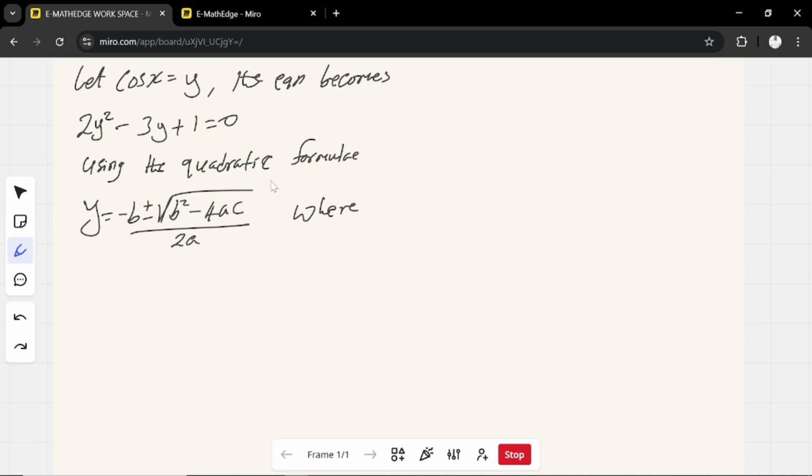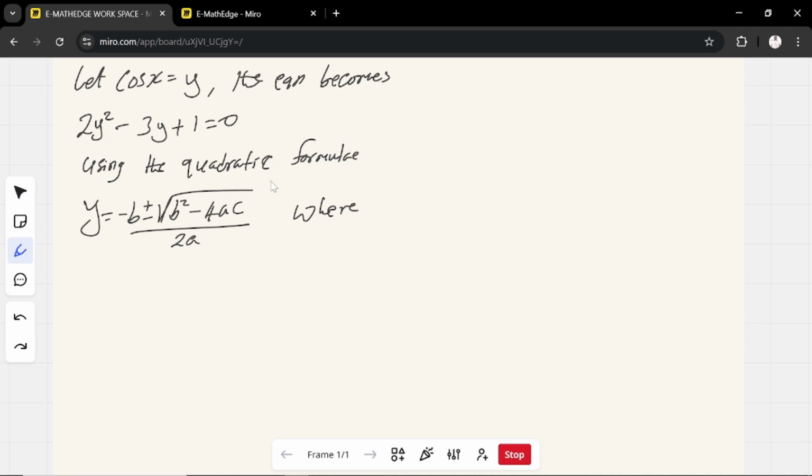While the second term, 3y, the coefficient of y is going to be the value for b, and the constant number is going to be the value for c, such that after obtaining those values, we can substitute them into this equation, which is the quadratic formula.